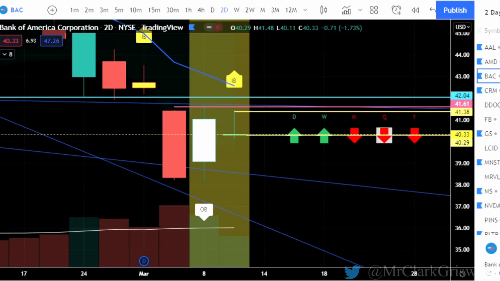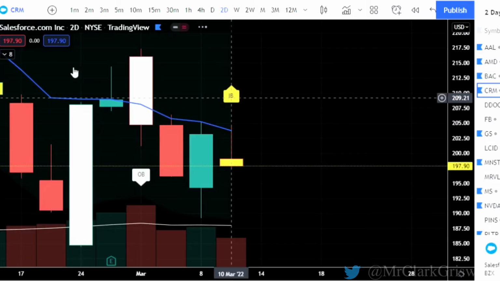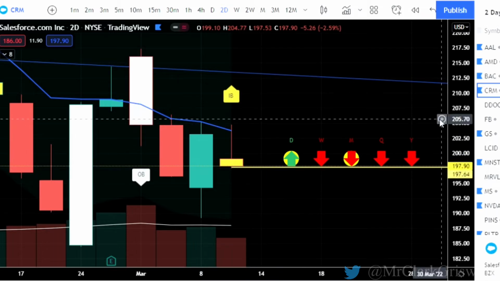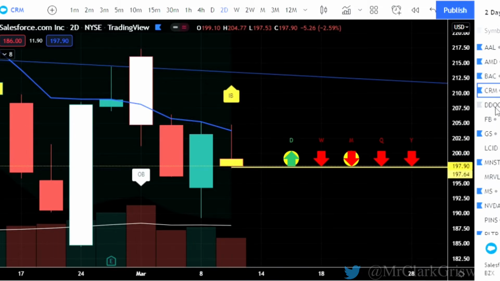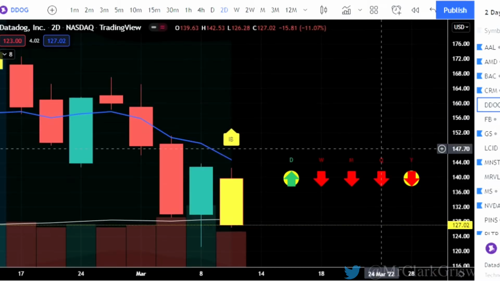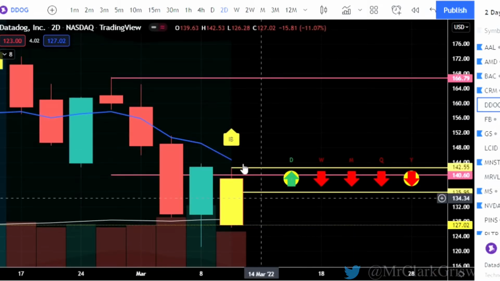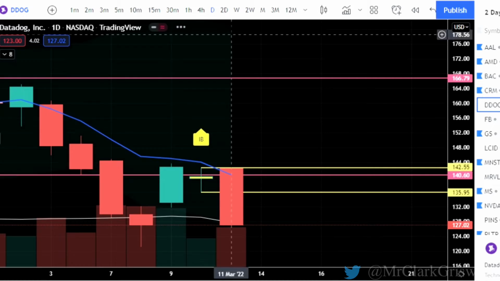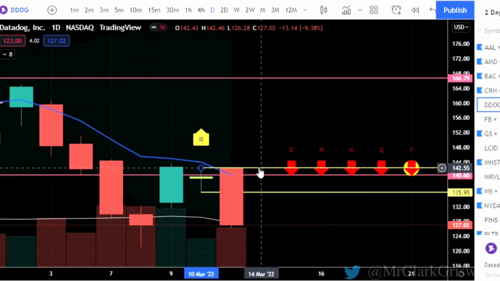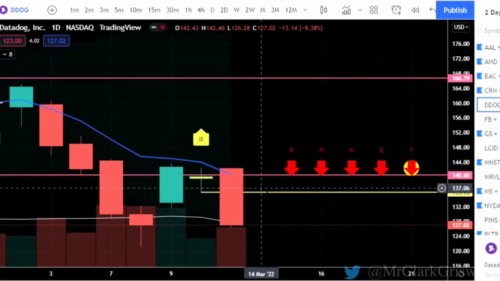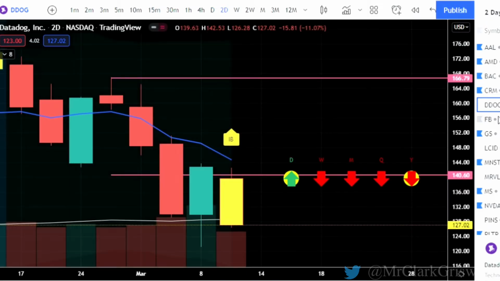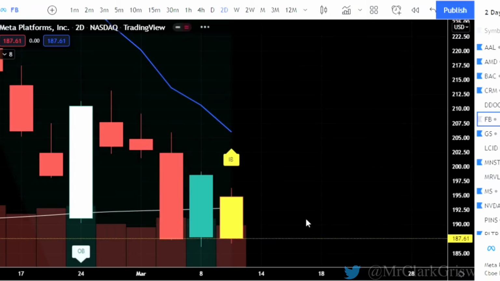Okay, next up is CRM. CRM is Salesforce. Again, another inside bar. Take the breaks of the high or the low, and we're just going to run through the rest of these really quickly. DDOG is another one. DDOG, again, inside bar. Take the breaks of the high or the low, and again, these yellow lines represent the daily setups that we're going to go through, and this isn't even on one of my daily setups, so we'll skip through that one. I'll show you when we get to GS. So Facebook, inside bar, same thing.